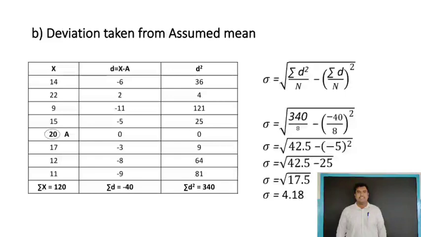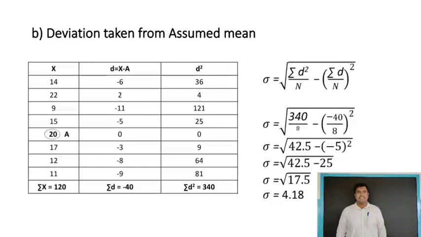Coming to the second method, that is deviation taken from assumed mean. Here I don't go for the calculation of actual mean. Instead, I assume any one of the observations as mean. So here out of x, any one is assumed as mean. In this case, 20 is taken as assumed mean. Keeping that assumed mean, I calculate D. D refers to x minus A.